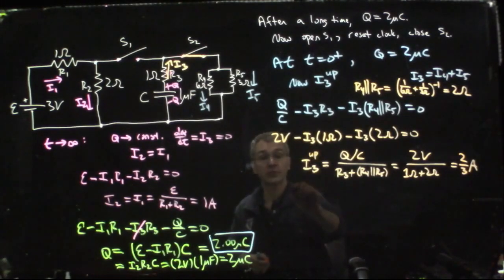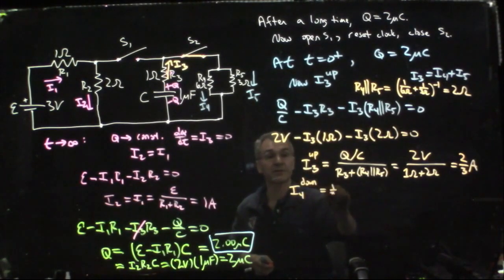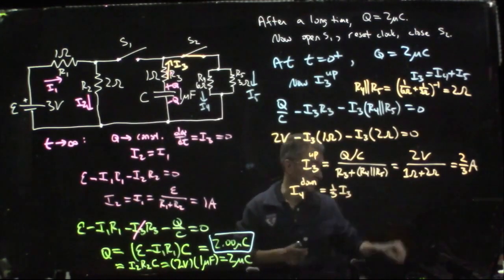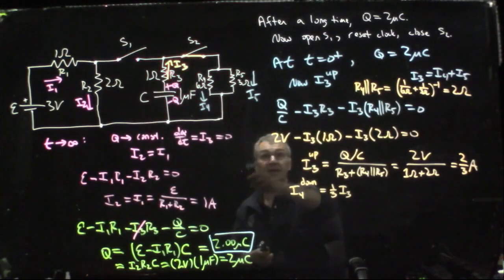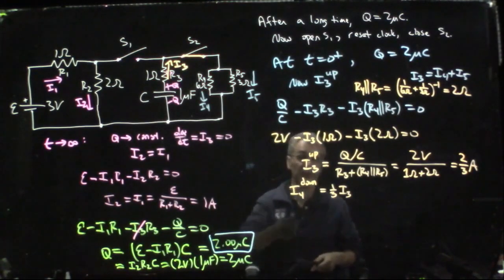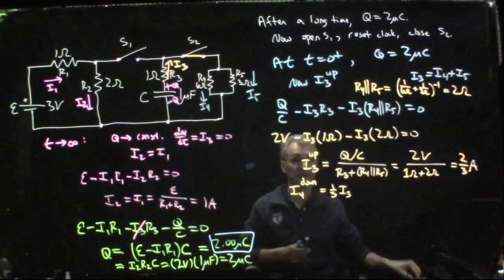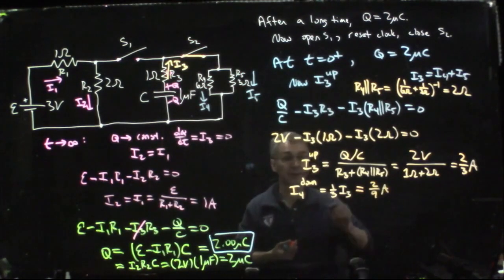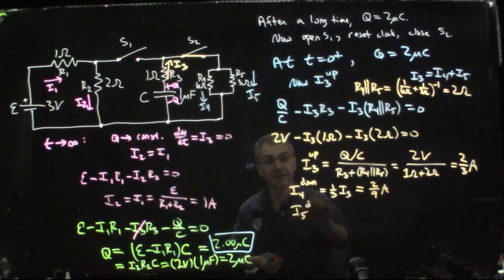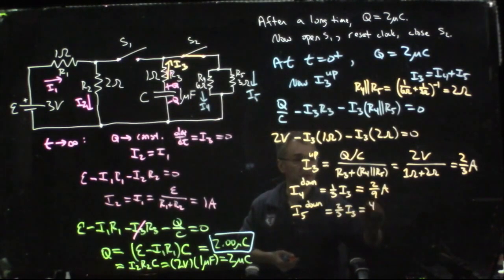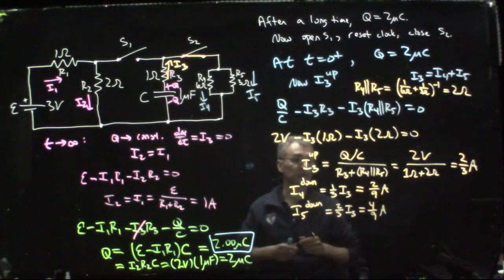That's up. I4 down is going to turn out to be 1/3 of I3 because you know that I4 and I5 add up to I3, and you know that I4 must be 1/2 of I5. So this is actually like a 2-to-1 ratio, and they add up to I3. So I4 down is actually 1/3 of I3. So that would be 2/9 of an amp, which is 0.222 amps. And I5 down is 2/3 of I3, which would be 4/9 of an amp, which is 0.4444 amps.